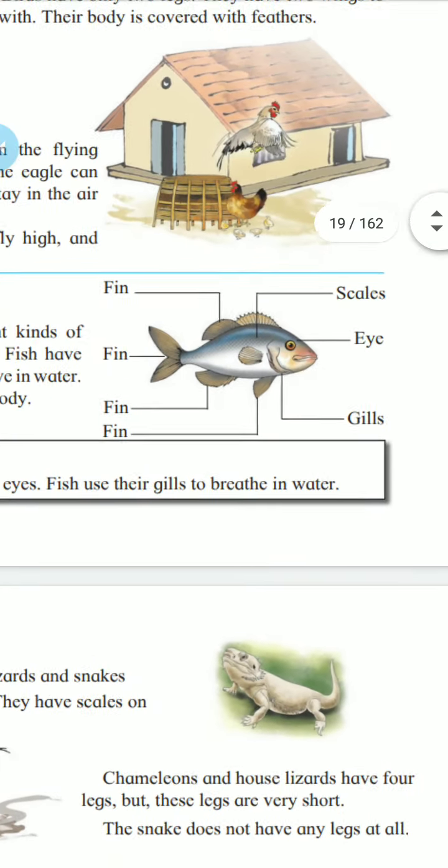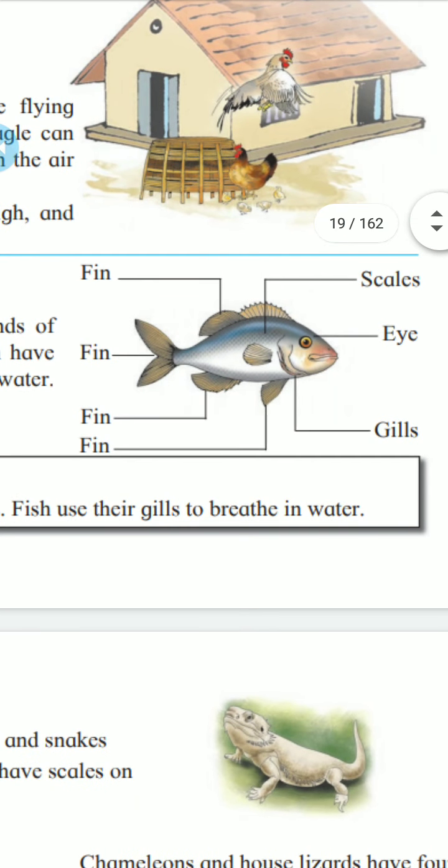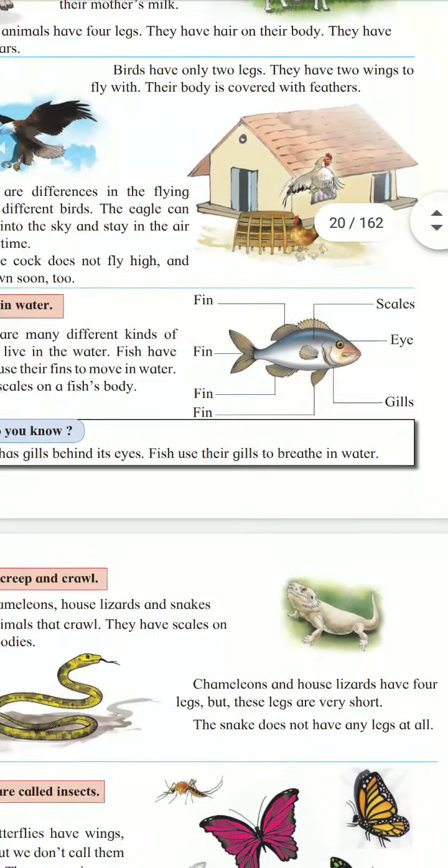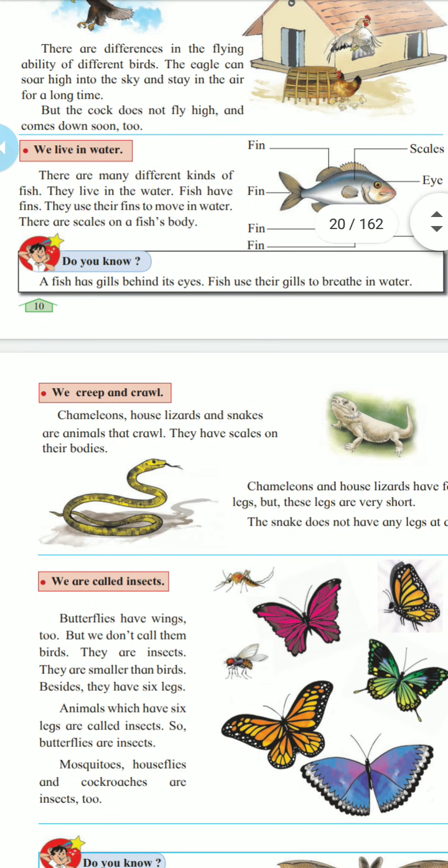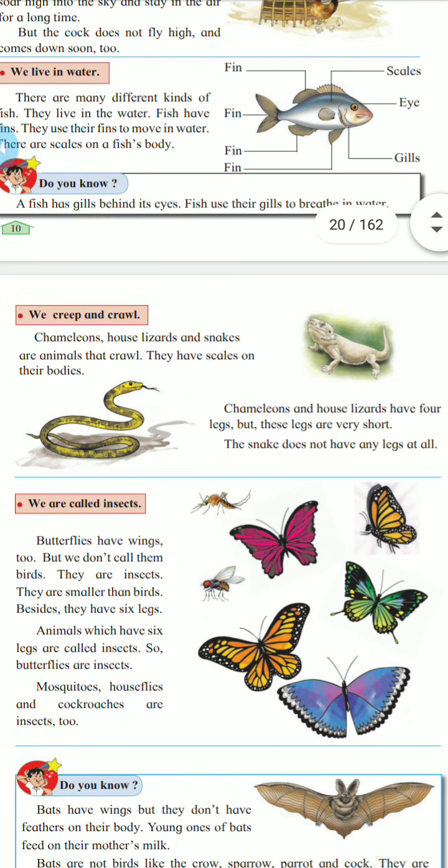Look at this diagram over here. This is a diagram of a fish. There are fins. On the left side, there are different arrow marks showing fins. Where are the fins? Then here, a fish has scales on its body. It has an eye and it has gills to breathe in, breathe out. A fish has gills behind its eyes. Fish use their gills to breathe in water. Fish consume oxygen dissolved in water.